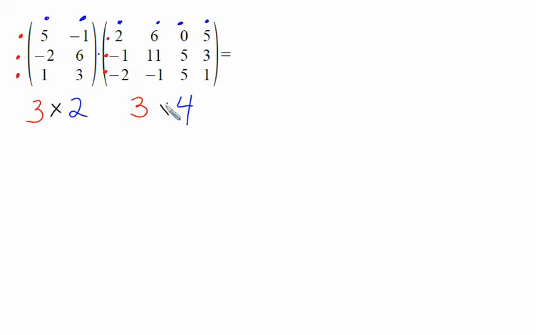When we look to see if the matrices can be multiplied, what we do is we look at what's called the inner dimensions. And if those inner dimensions are equal, we can multiply the matrices. Here, the inner dimensions are not equal. We cannot multiply the matrices, so there would be no solution here.